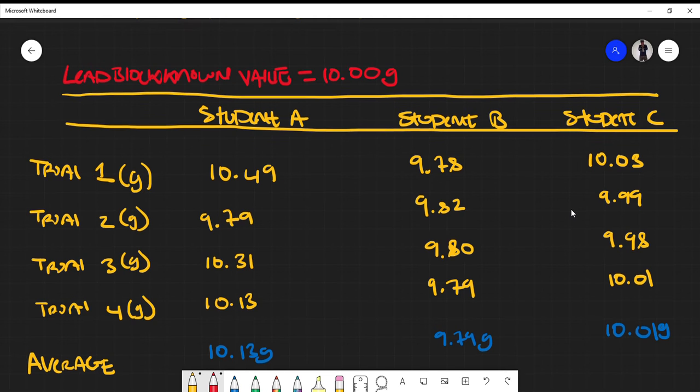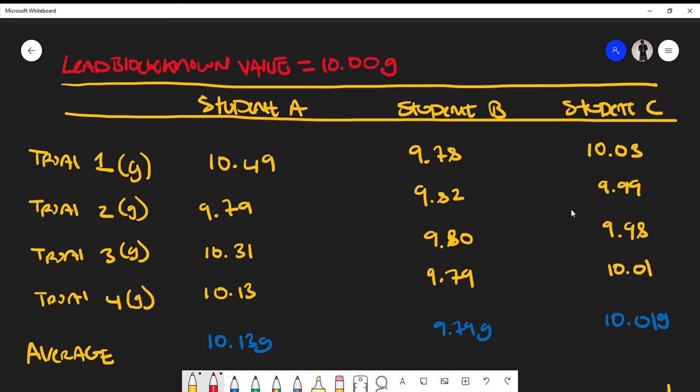Now, the question I pose to you is, based on our definition, what would you classify student A as with respect to accuracy and precision? Would they be accurate and precise? Would they be inaccurate but precise? I want you to answer that question, so pause the video, and then we're going to talk about the answers.